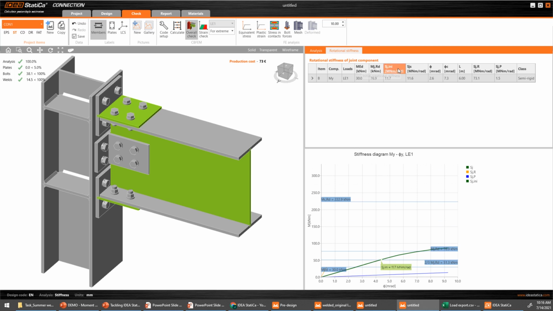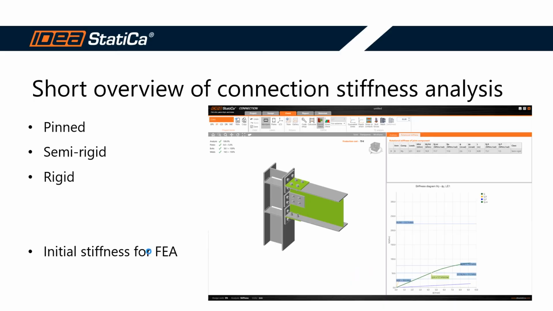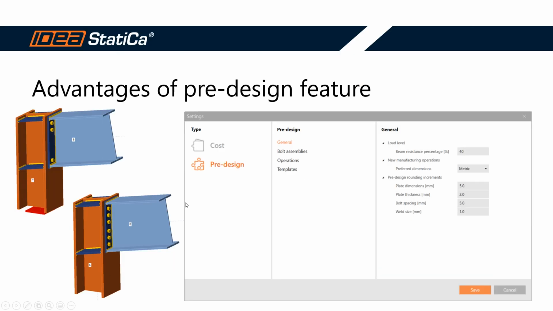So I will need this Sj,ini, the initial rotational stiffness, for my global analysis model in Global SCIA or SAP or whatever I need to use. Great. So it was really a matter of maybe 1 minute of calculation. And the pre-design feature. Okay, so this is also quite new. This can save me a lot of precious time of calculating the connection on a specific percentage of the resistance of the beam or some member.